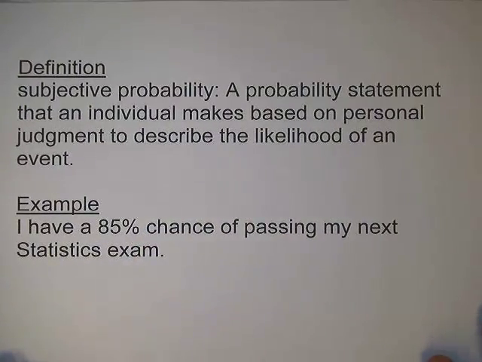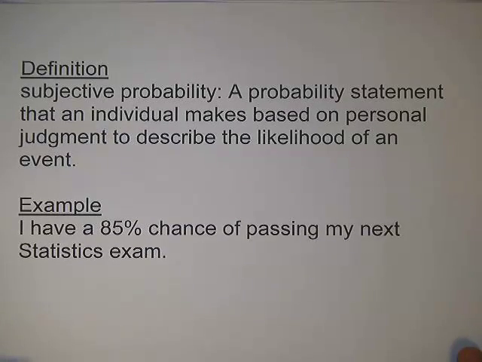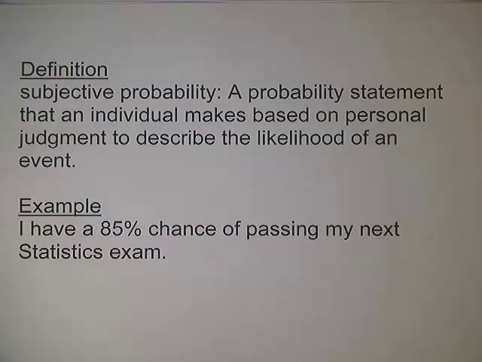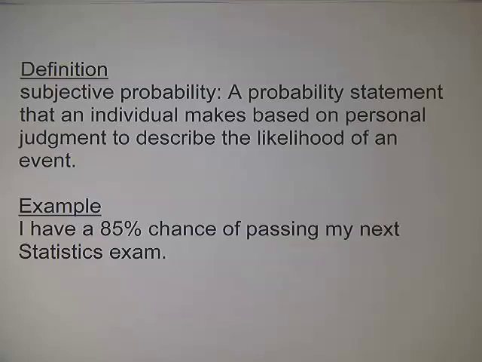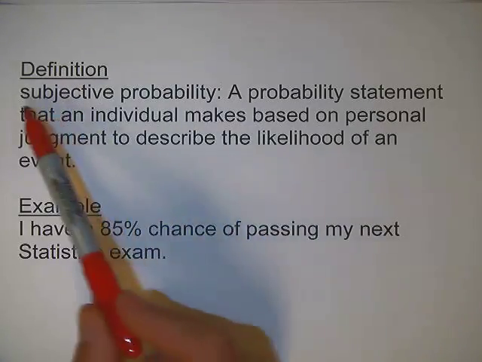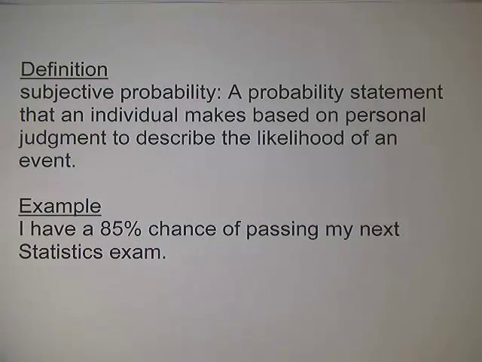Okay, and as promised, let's just talk a little bit about subjective probability. Subjective probability is a probability statement that an individual makes based on a personal judgment to describe the likelihood of an event. So this isn't really using any sort of statistical reasoning. It's just based on somebody's judgment. So this subjective probability doesn't really belong in a statistics class, but you do see these statements quite a bit. So, example, I have an 85% chance of passing my statistics exam. So maybe I'm using a little bit of reasoning to come up with that 85%, but it's really just based on my own judgment. So, you hear subjective probabilities a lot, but just know that those aren't really based on sound statistical reasoning.